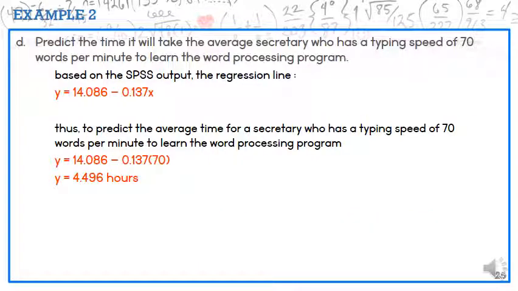Dia suruh predict, okay, the time it will take the average secretary who has a typing speed of 70 words per minute to learn the new processing program. So based on the SPSS output, kita dapat the regression line Y sama dengan 14.086 tolak 0.137x. Thus, to predict the average time for a secretary who has a typing speed of 70 words per minute, simply substitute X with 70. And thus, you get Y sama dengan 4.496 hours.